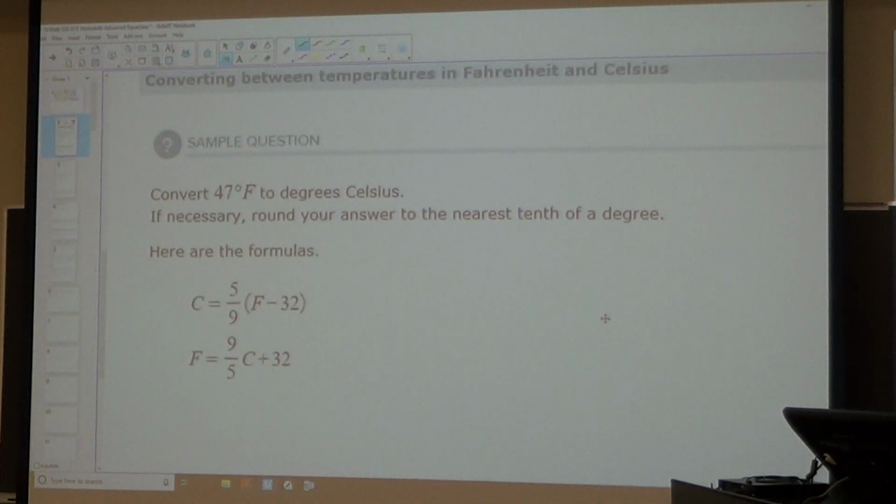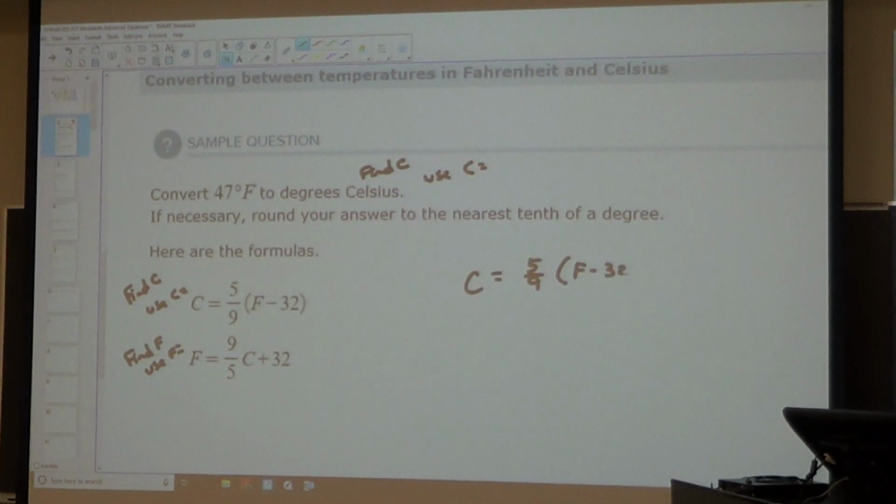All right, Fahrenheit and Celsius problem. If you are trying to find C, you're going to use C equals. If you're trying to find F, you're going to use F equals. So in this problem, we are trying to find C. So we are going to use C equals 5/9 parentheses F minus 32. In the problem, they told us what F was, so we are going to plug F into that formula.